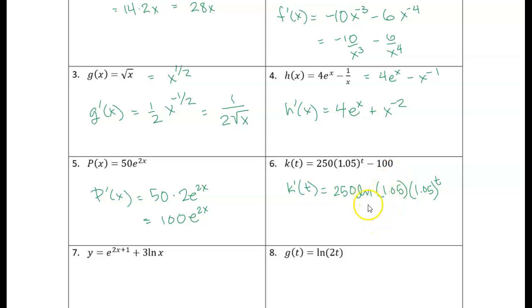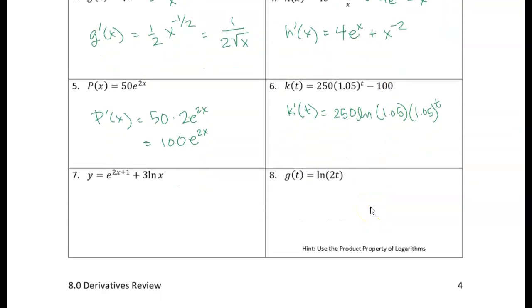All right, we got a couple more here. This next one's a little tricky. We have y equals e to the 2x plus 1 plus 3 natural log of x. Okay, well, I know e to the x or e to the 2x, but not e to the 2x plus 1. But I'm going to use the properties of exponents to rewrite this, because I can rewrite this as e to the 1 times e to the 2x. That's the same as e to the 2x plus 1.